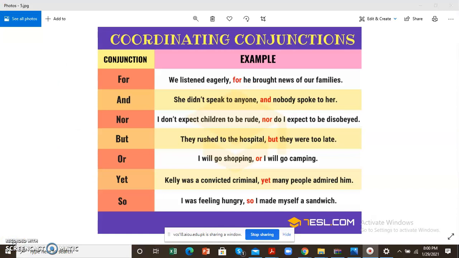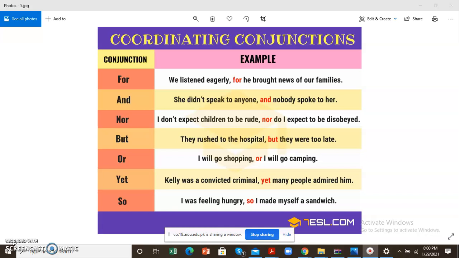So now take a quick overview of coordinating conjunctions and subordinating conjunctions. All the examples are given against the conjunctions. Here is a set of coordinating conjunctions. We will quickly have a look at them: for, and, nor, but, or, yet, so. These are all examples of conjunctions. A conjunction is used to connect two sentences.